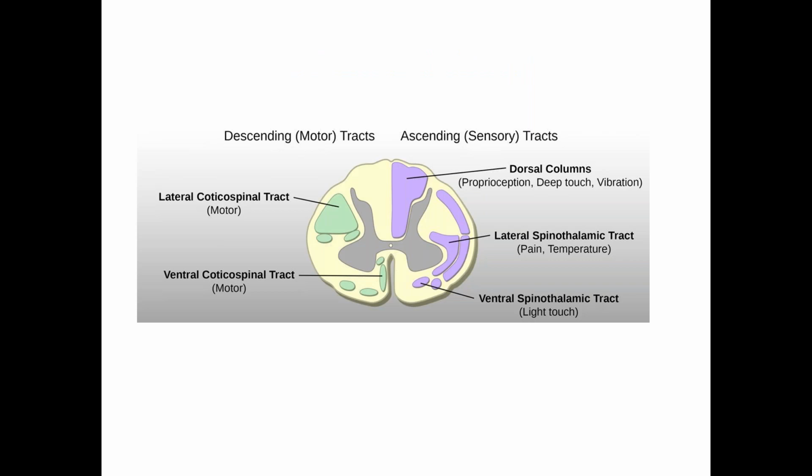You have to know the descending motor tracts and ascending sensory tracts. Lateral corticospinal tract is a motor tract. Ventral corticospinal tract is a motor tract. Dorsal column is proprioception, deep touch, vibration. Lateral spinothalamic tract is for pain and temperature. Ventral spinothalamic tract is for light touch.